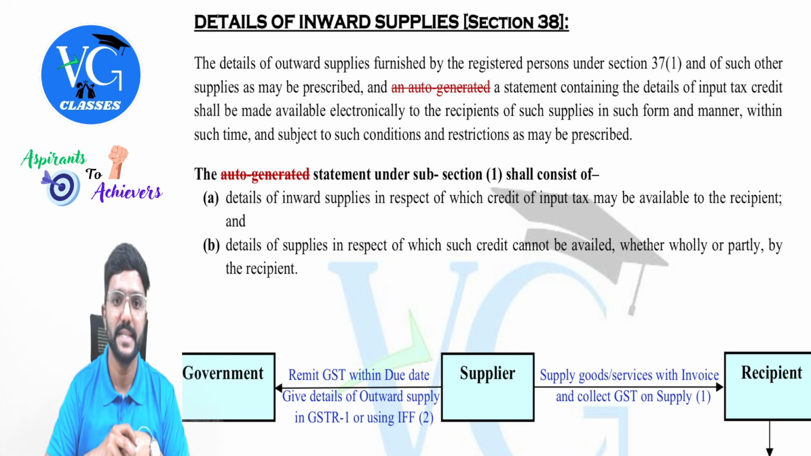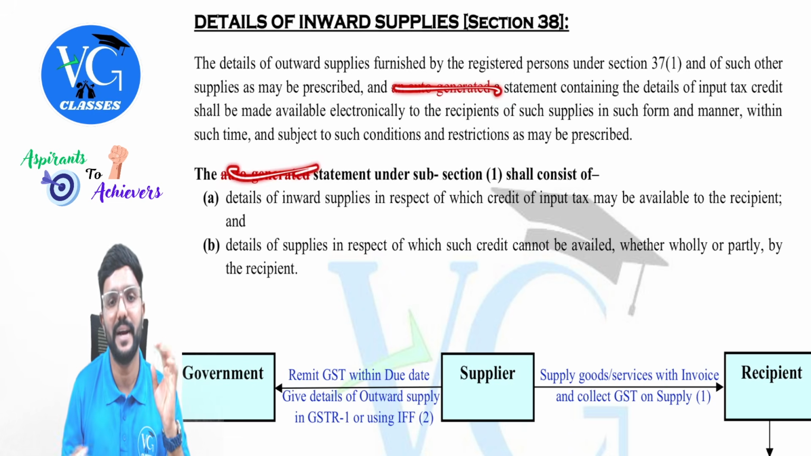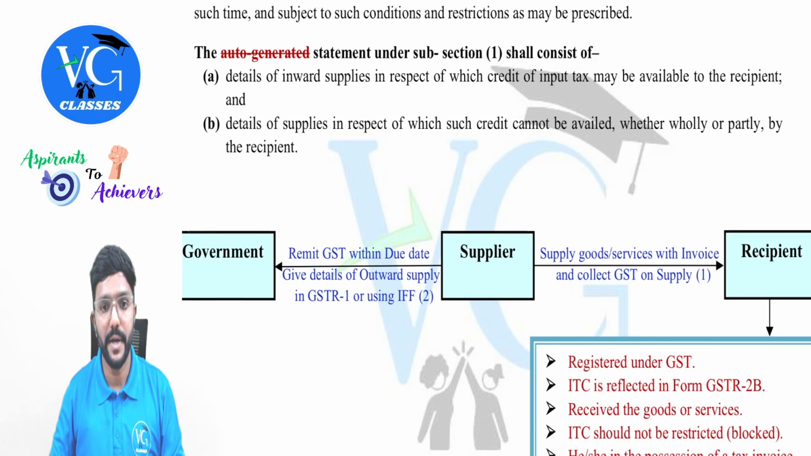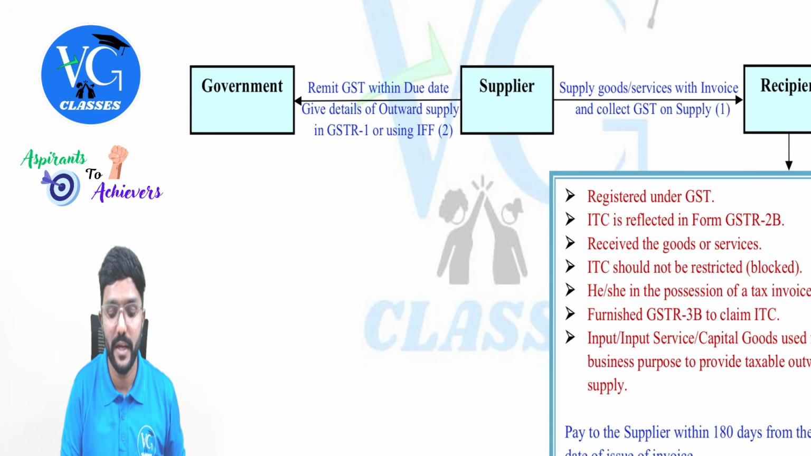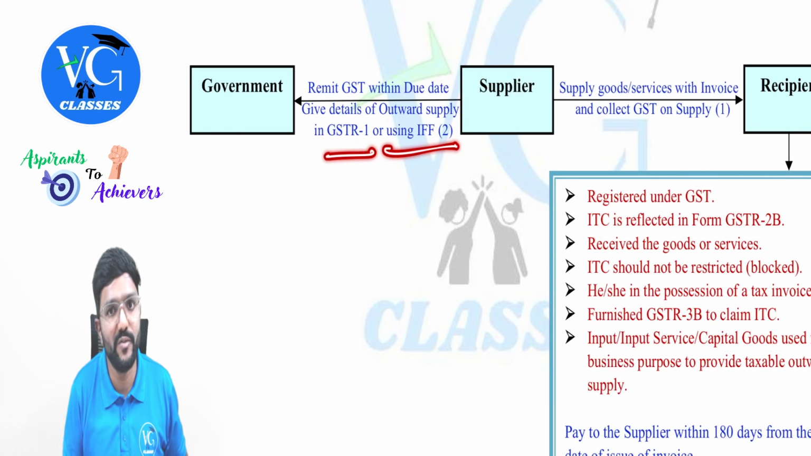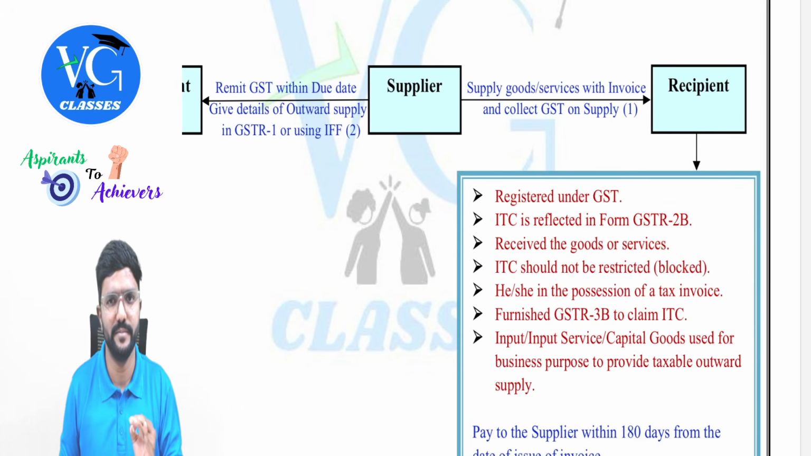Let it be only a statement. That is the small amendment here, guys. They have just removed the auto-generated part and it is now just a statement. But I repeat again, guys, even now, whatever details the supplier will give with respect to his outward supply in GSTR 1 or using invoice furnishing facility, it will auto-populate to the recipient in GSTR 2B.